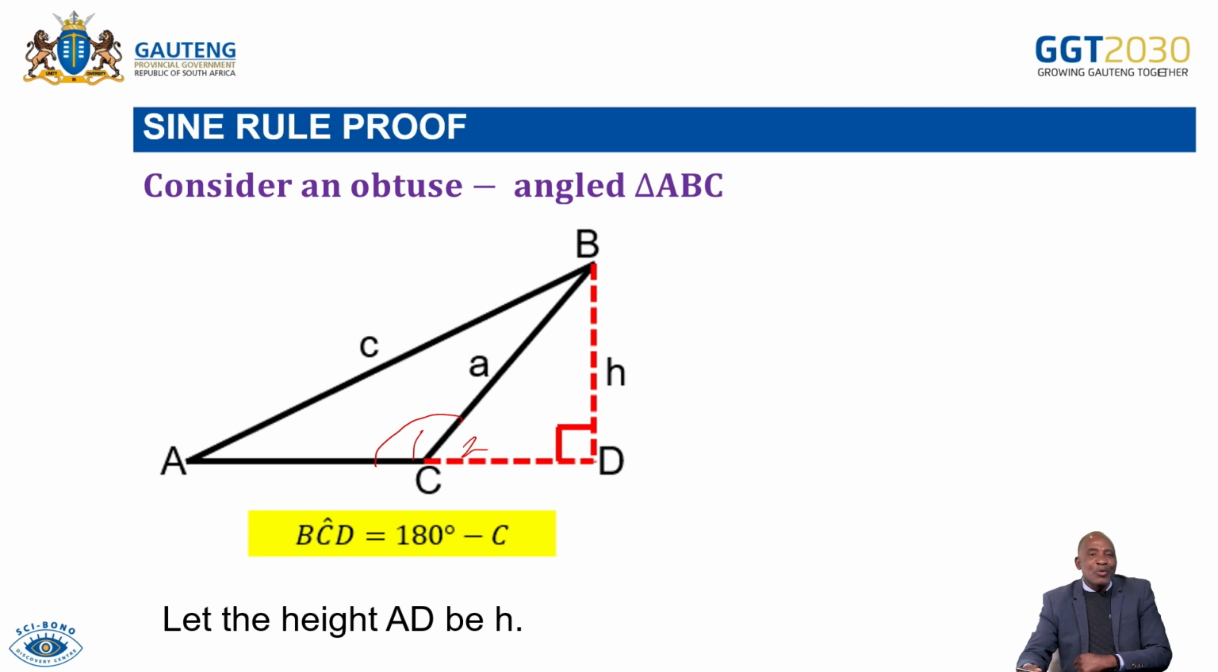Now, we want to prove this time around that sine of A over small a is the same as sine of C over small c. This time around, I'm not going to focus on D. I'm focusing on angle A and angle C. But the unfortunate part of this diagram is that our perpendicular height is outside the triangle. Hence, we are saying consider an obtuse angled triangle.